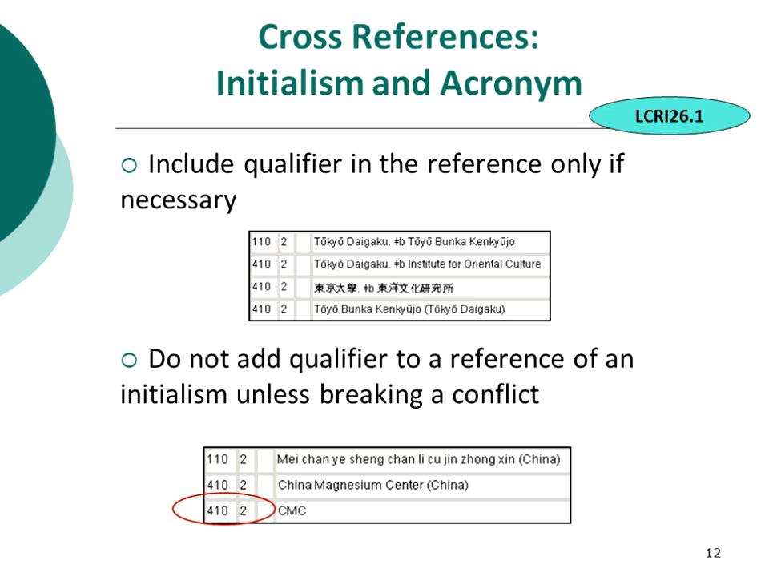So here we have an example. We have the last 410 for a cross-reference from an initialism. Okay, the rule said we should not add a qualifier for a reference from an initialism form, but in case you need to break a conflict, say if you have a CMC as a heading form for a different corporate body name in a different authority record, that's when we need to break the conflict. That's when the qualifier is allowed under this initialism cross-reference.